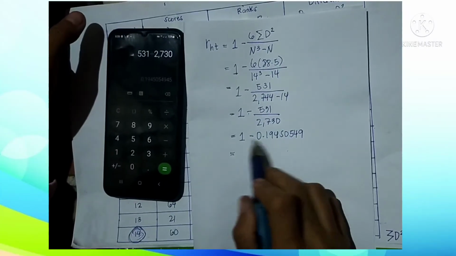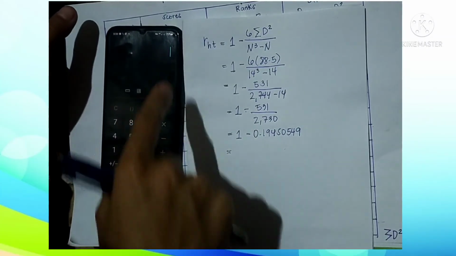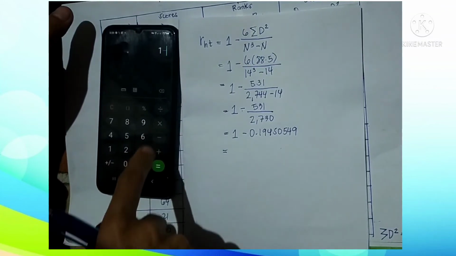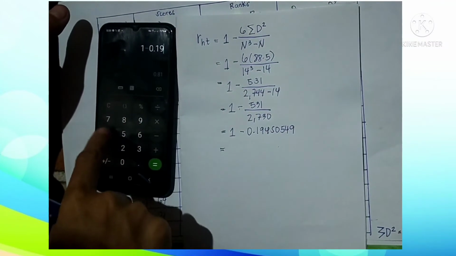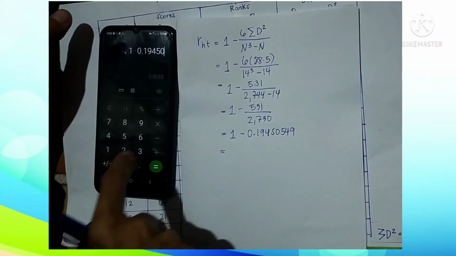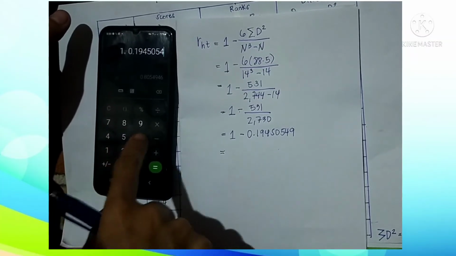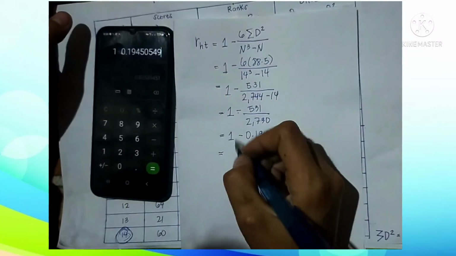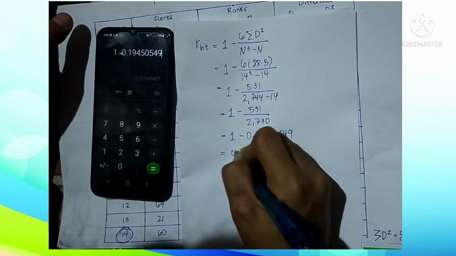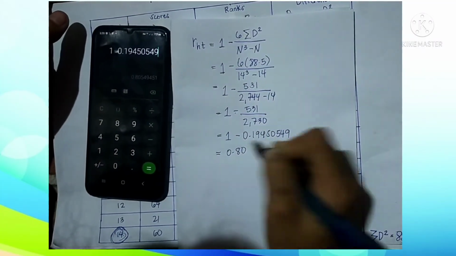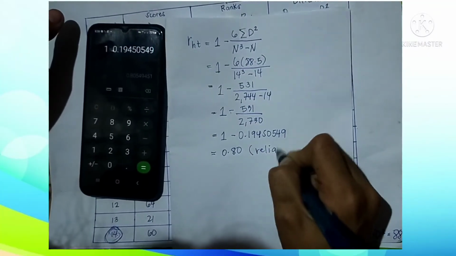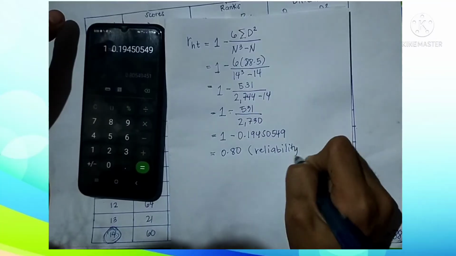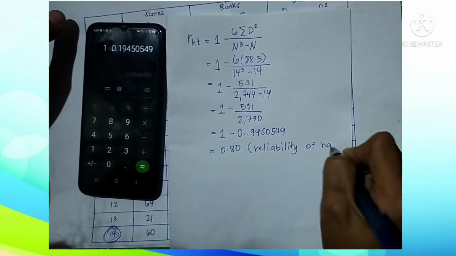So we're going to subtract this. 1 minus 0.1945054 is equal to 0.80. So this is the reliability of half test.